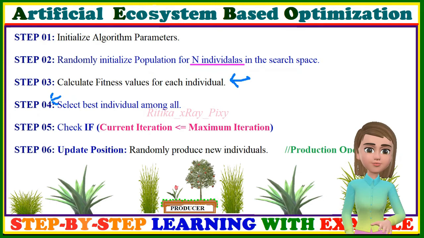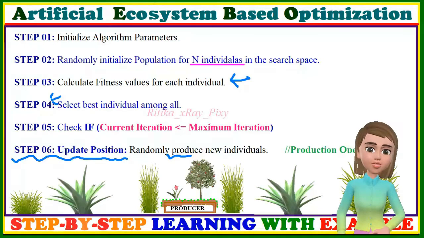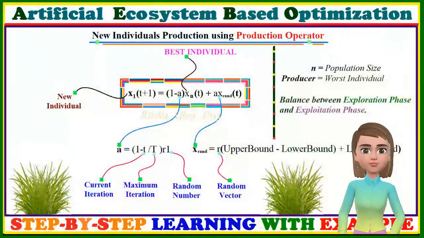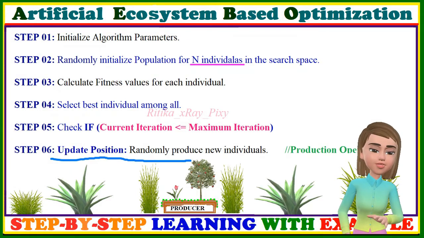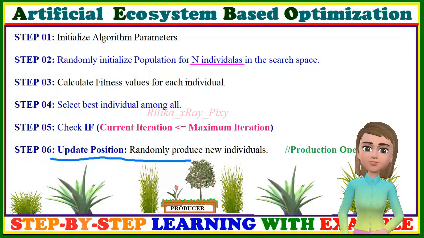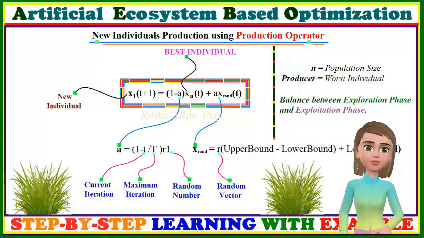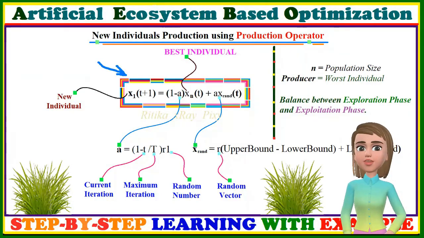After that, we will check the current iteration, whether it is greater than or equal to the maximum iteration or not. First, we will update the position for the producers. After that, for the consumers, and then we have the decomposition process. How can we update the position for the producers? Here the production operator is used to update the position for the new individuals, and this is the mathematical model you can see here that we can use to update the position for the new individuals.